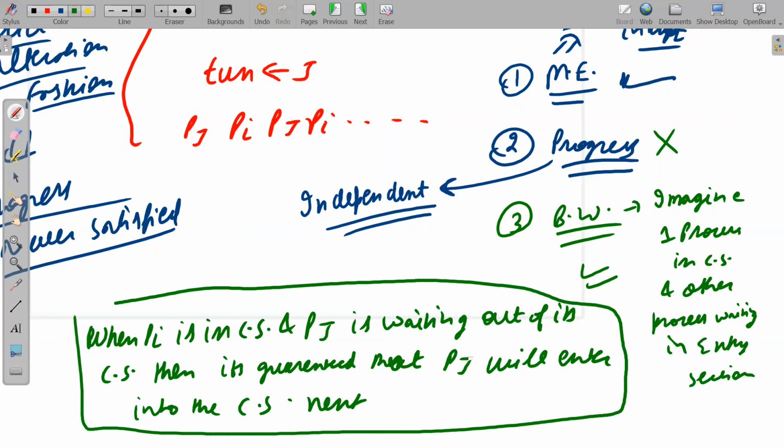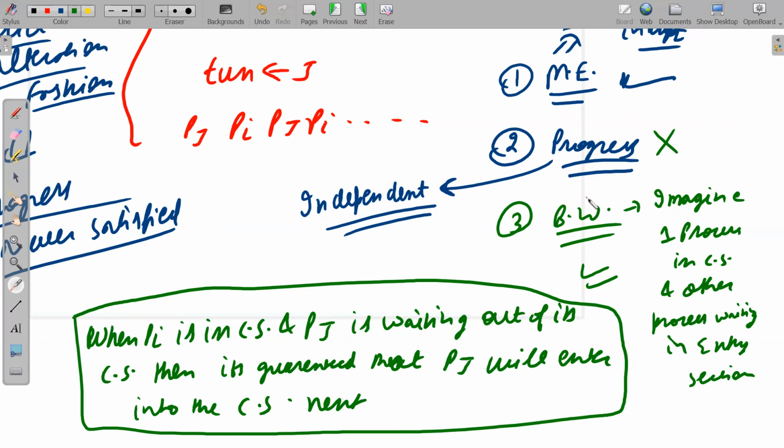If it was not guaranteed, or PI could enter again and again while PJ is still waiting, then there is no bound. Now I will apply the reverse process. I will say that OS will help PI because I want to break the code. OS will help PI, and PI will keep on executing again and again, and PJ will never get its turn. So that will create a problem for us.